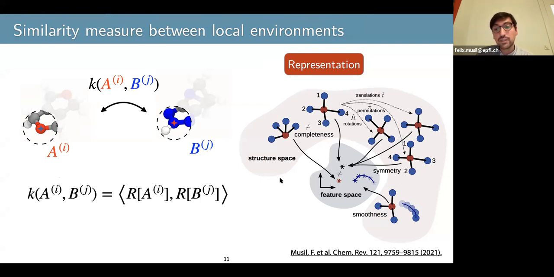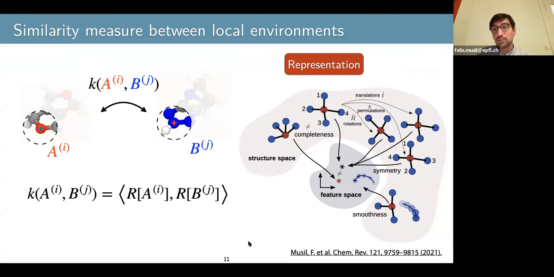And these representations have to encode quite a few physical properties of our target property. In our case, it's energy. The energy as a property is invariant with respect to the permutation of identical atoms, also to rigid translations of the system, and rigid rotations. So these are the three things. Then, since we model a smooth function, the energy, we also want our representation to be smooth with respect to the movement of atoms. And the last, but also quite an important aspect, is completeness. We want our representation not to map two different configurations into the same configuration.